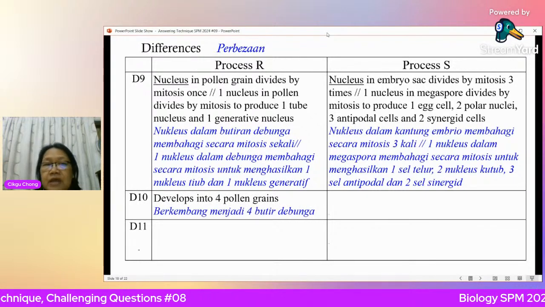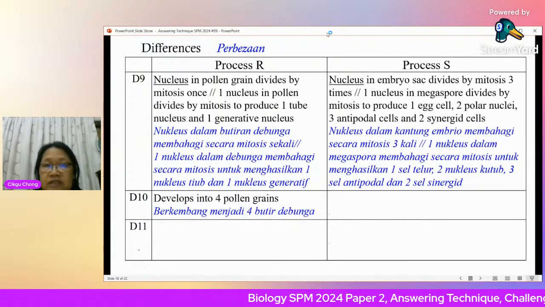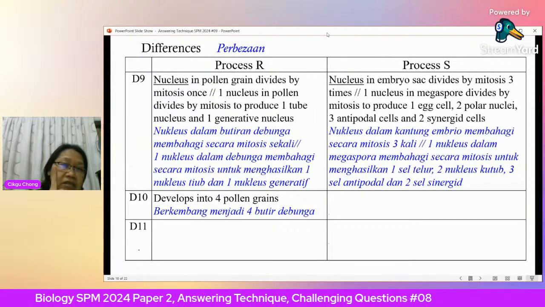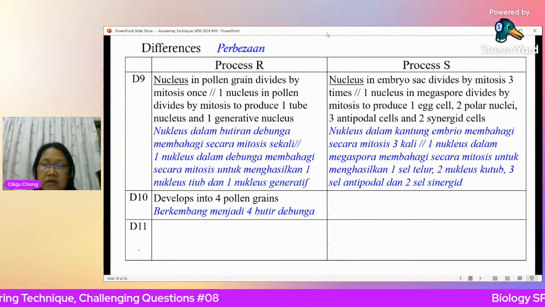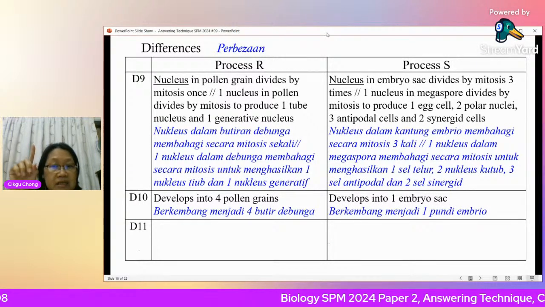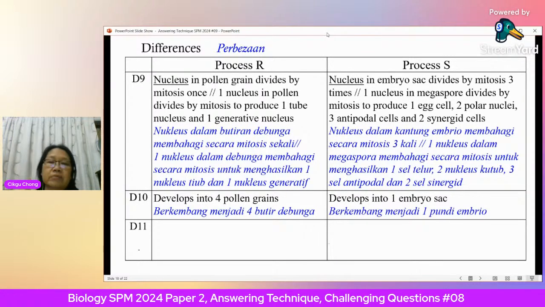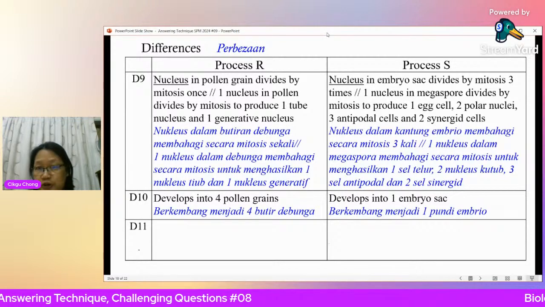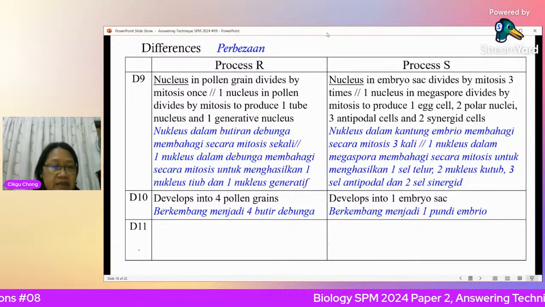What's the difference there? For the male, the production of pollen grains from 1 pollen mother cell, you get 4 pollen grains. Whereas for the female, from 1 diploid mother cell, you will get only 1 embryo sac. You won't get 4 because the other 3 will degenerate. They will become polar bodies. They will degenerate. Okay, and next, one more.